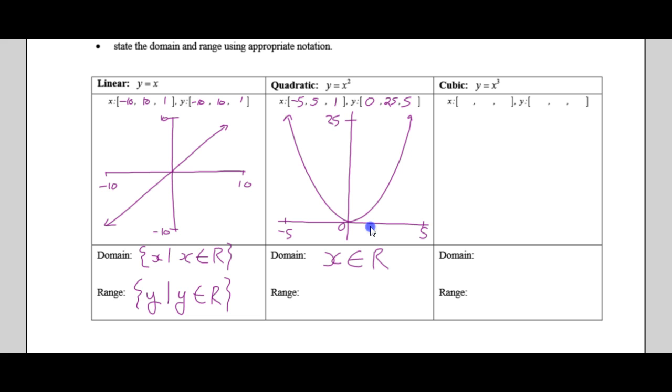And what about the y values? What's the lowest y value? 0. Is there any high y value? Any upper limit? No. Okay, so what's the range? Can y be equal to 0? How do you get y to be equal to 0? What do you set x to?